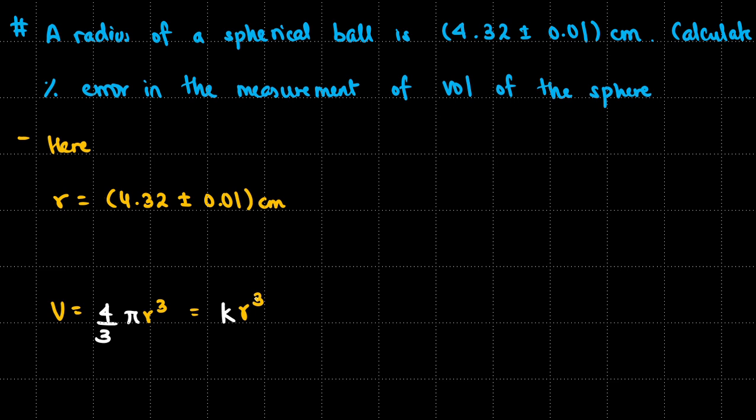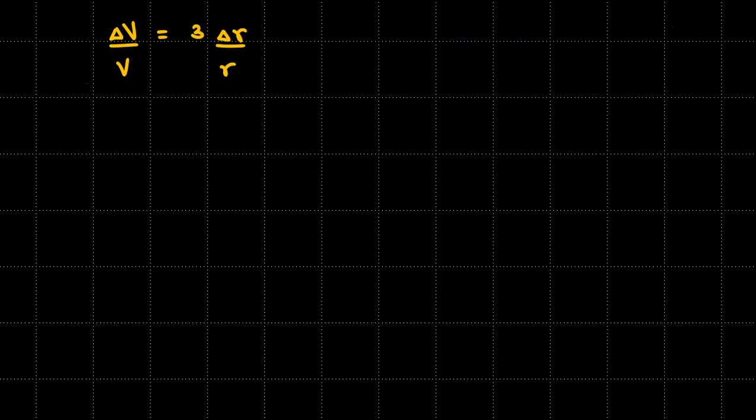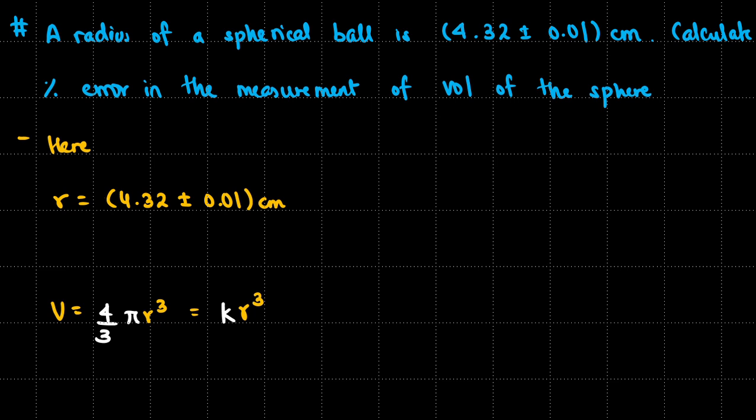Now you can use the formula to find errors for small errors. Since this is a small value, we can say this is a small error. So we have the formula delta V by V equals 3 times delta R by R, since V is k times R cubed, so delta V by V will be the power, which is 3, times delta R by R. We don't write k since k is a constant, it's not going to change.